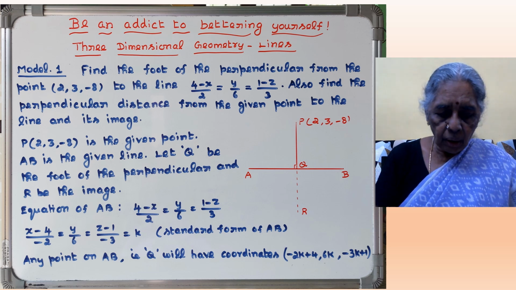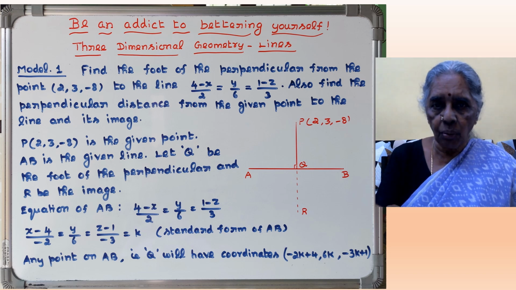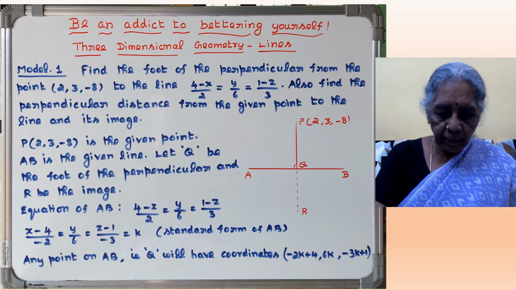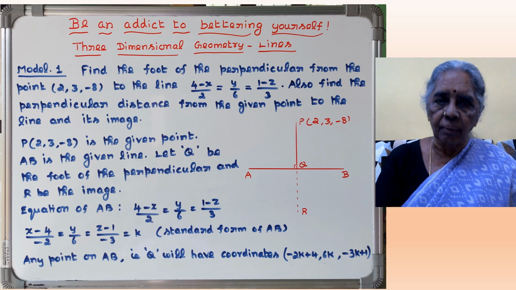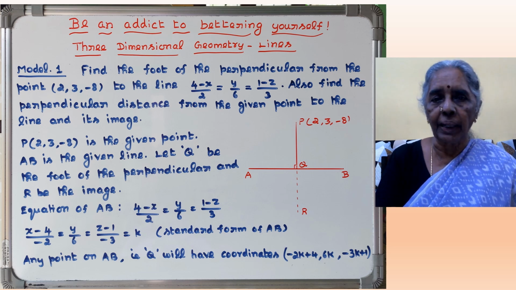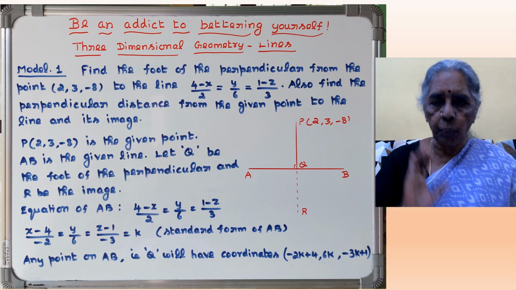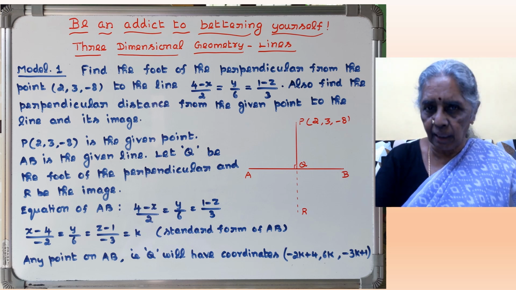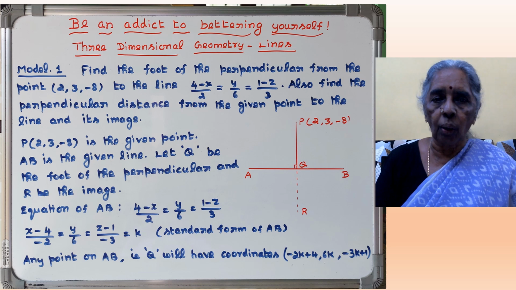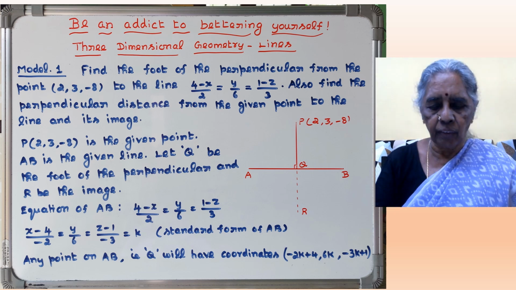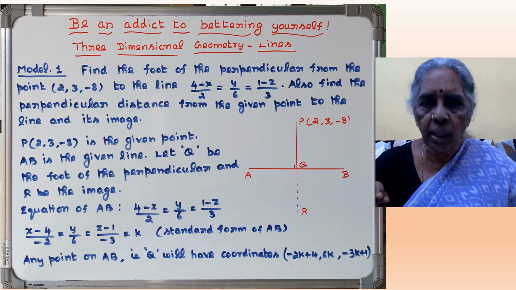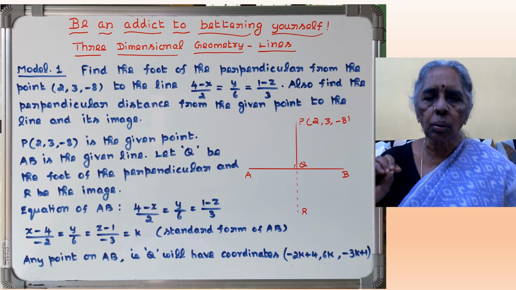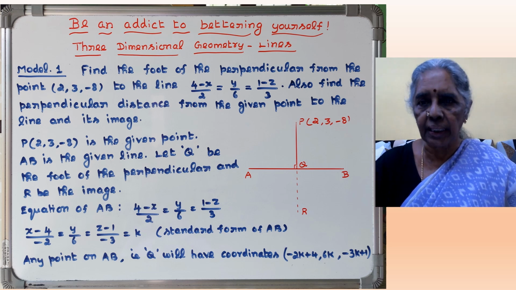So now 4 - x, take a minus out, you will get x - 4. That minus you bring to the denominator. So you get (x - 4)/(-2). y/6 is proper. Come to the z term, 1 - z, take a minus out, z - 1. Bring that minus to the denominator, (z - 1)/(-3). Now it is in standard form. You can equate it to some k, which is called the constant of proportionality.